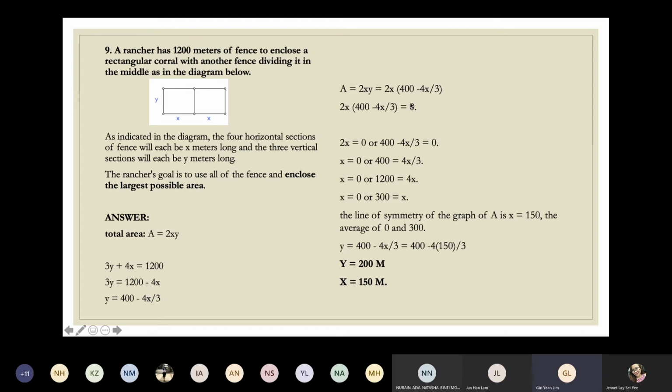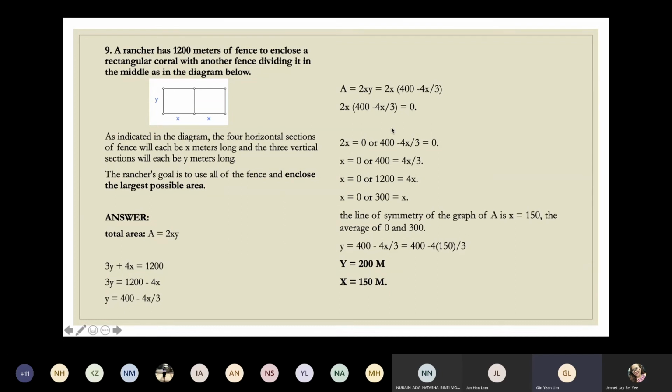So after you get the y, you substitute back into the area equation you formed. 2xy equals to A. So A equals 2xy equals 2x times (400 minus 4x) over 3, the y you formed before. Then you assume the A to be 0 because you want to find out what the x numbers there are.